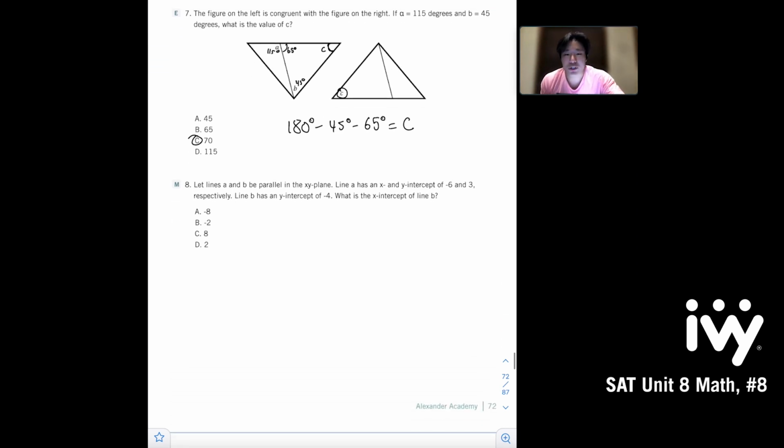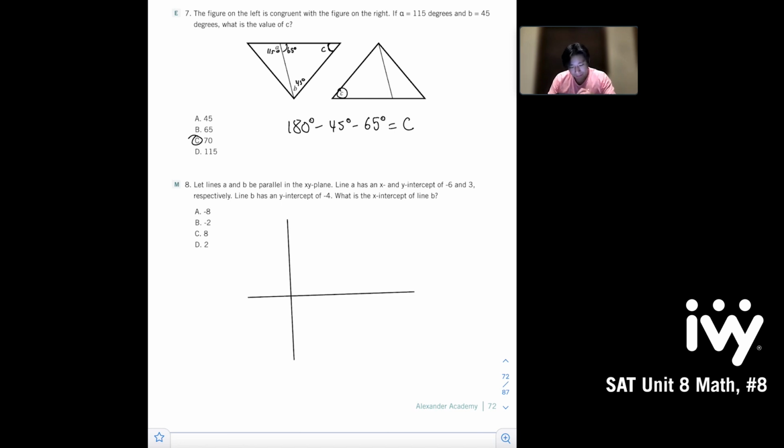Okay, question 8. Let lines A and B be parallel in the xy plane. Line A has an x and y intercept of -6 and 3, respectively, and B has a y-intercept of -4. What is the x-intercept of line B? So let's go ahead and draw this out, just to visualize things.